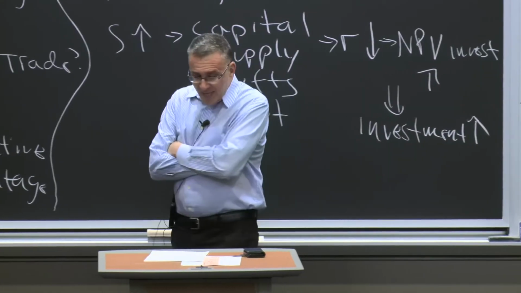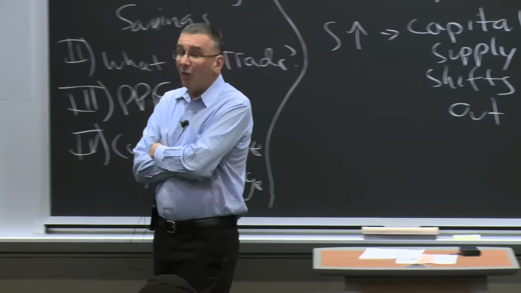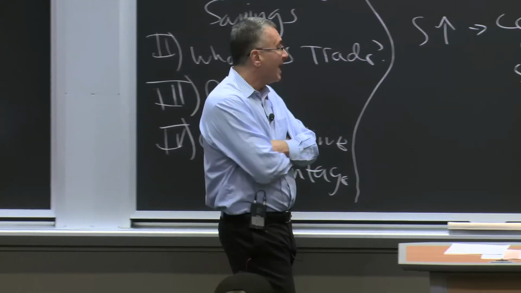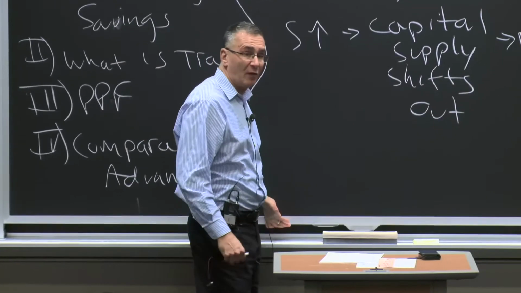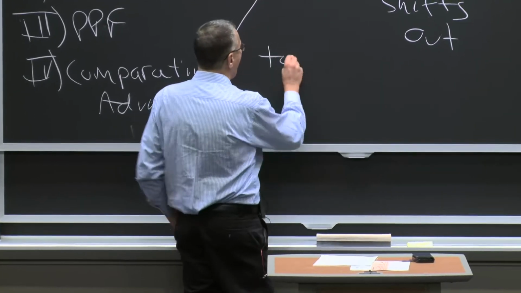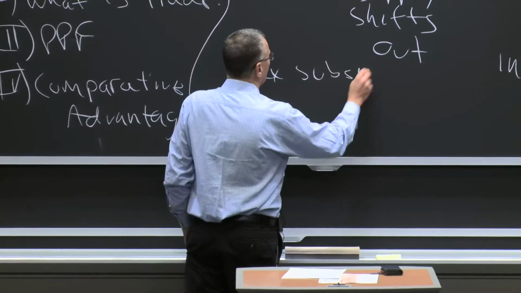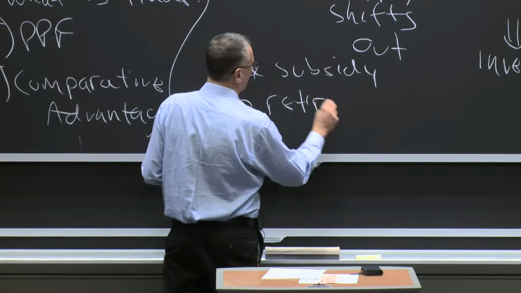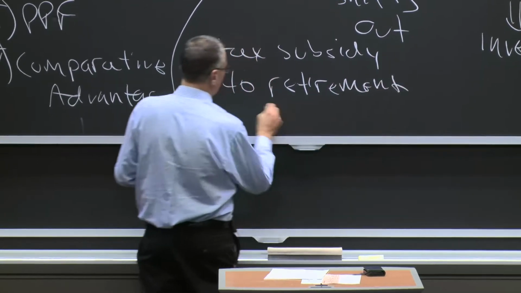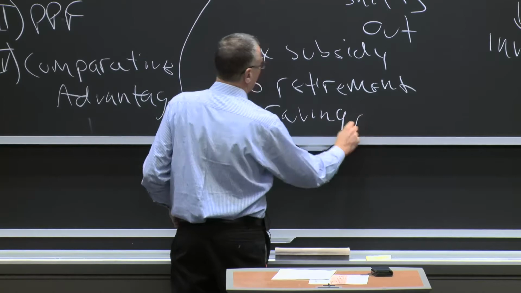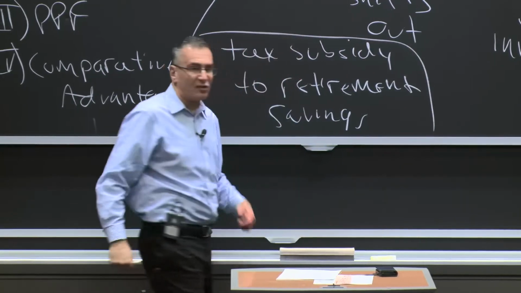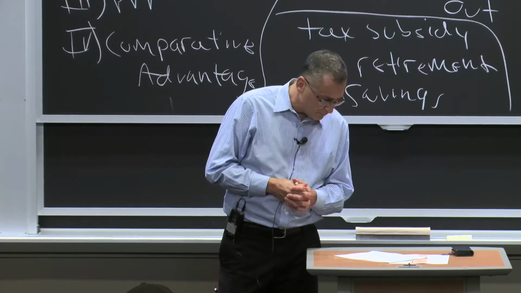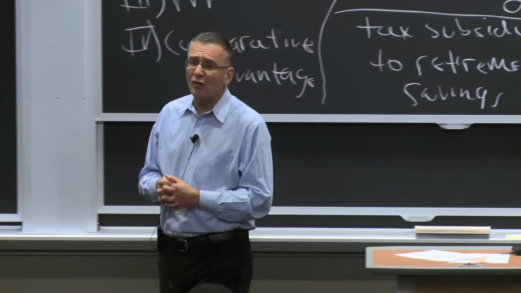And as a result, that has led public policymakers to try to think about tools they can use to encourage savings. And the major tool we use in public policy to encourage savings is the tax subsidy to retirement savings. The tax subsidy to retirement savings is the major tool that we use to increase savings in the US. Now, how does this work?